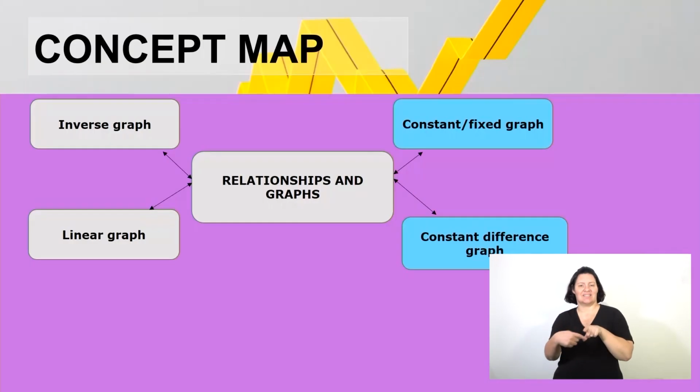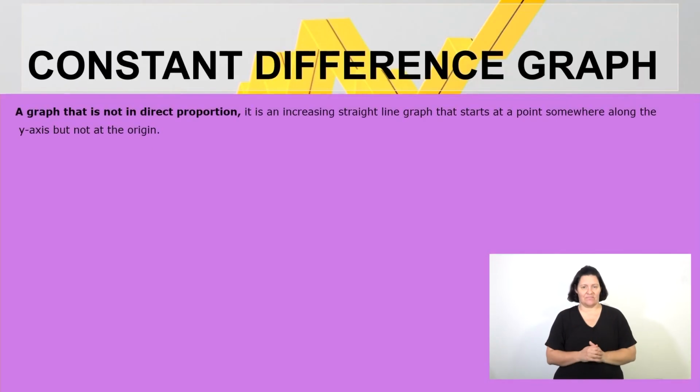We are now going to look at the constant difference graph. A constant difference graph is a graph that is not in a direct proportion. It is an increasing straight line graph that starts at a point somewhere along the y-axis, but not at the origin.